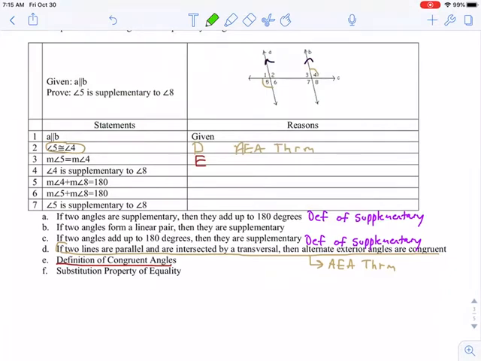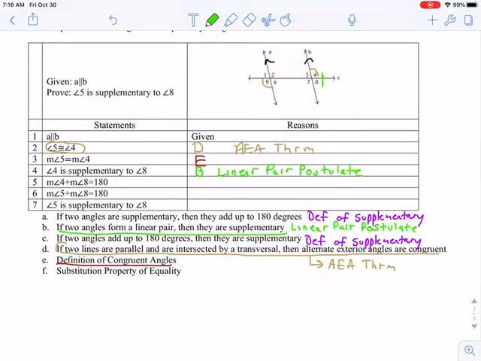Okay, now 4 is supplementary to 8. How do we know 4 and 8 are supplementary? Well, it looks like they're forming a linear pair, and we actually have it right here. Usually we just say the linear pair postulate. But what does the linear pair postulate actually say? It says if two angles form a linear pair, then they are supplementary. And that's the linear pair postulate. So we're just writing down what this stuff actually means.